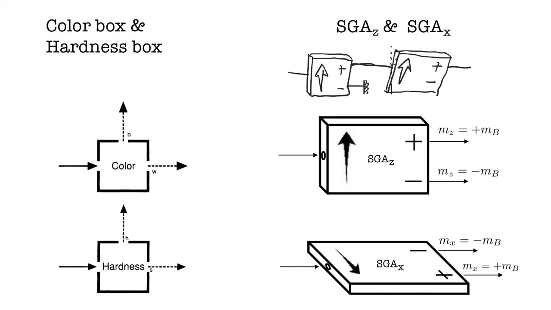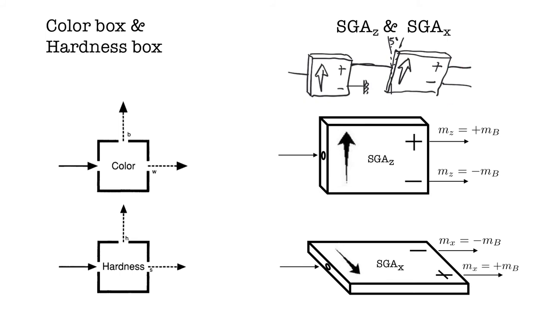Okay, so this angle might be only 5 degrees or so. Well, this outcome would not be the same as color hardness. In other words, with color and hardness, if you had a color box followed by a hardness box, the exit probabilities of the hardness box would be 50-50.